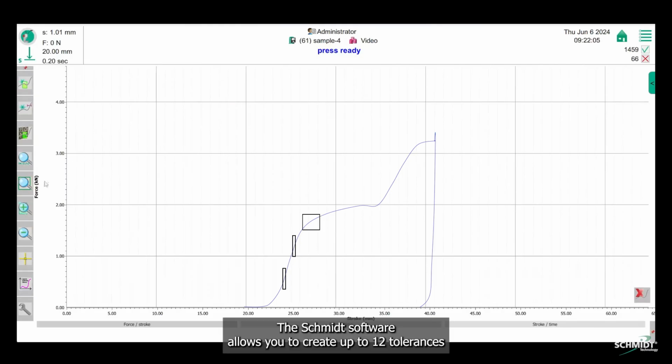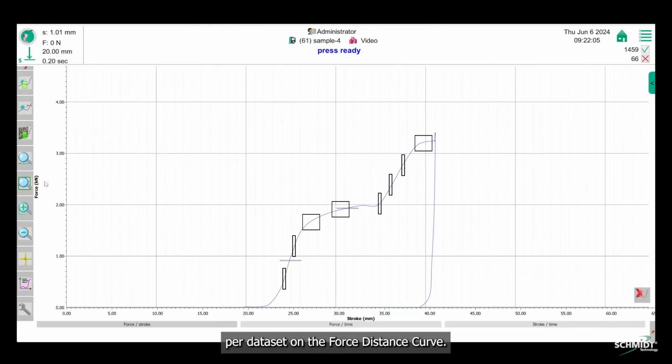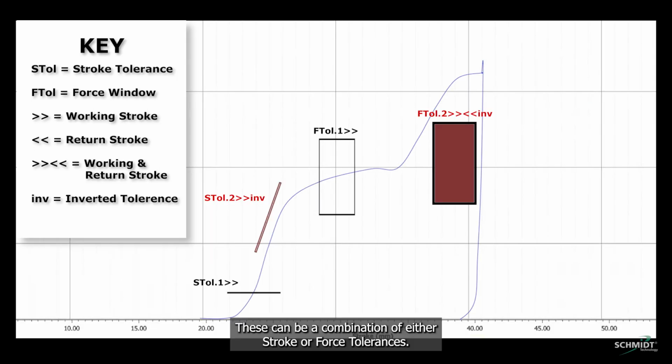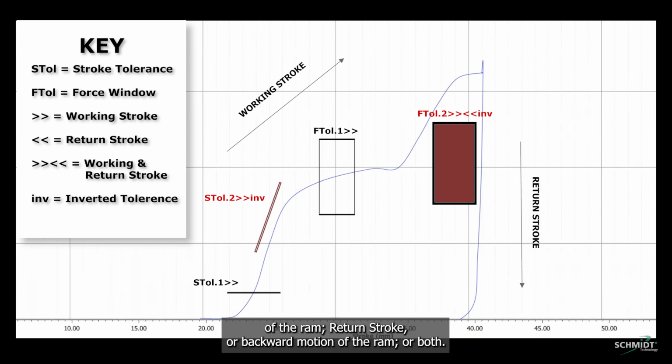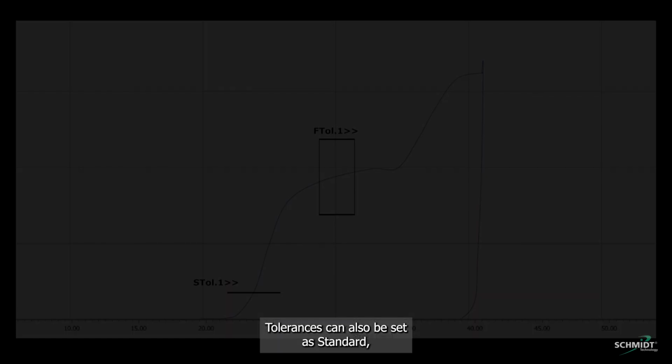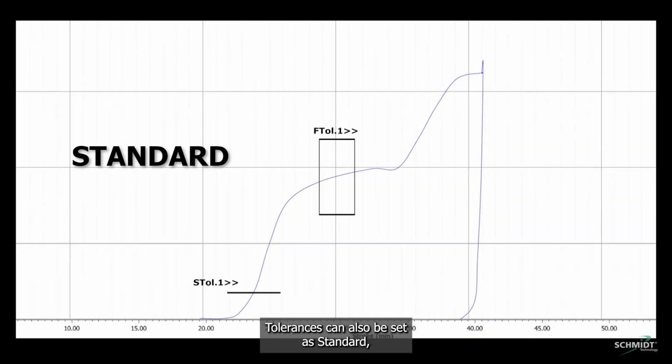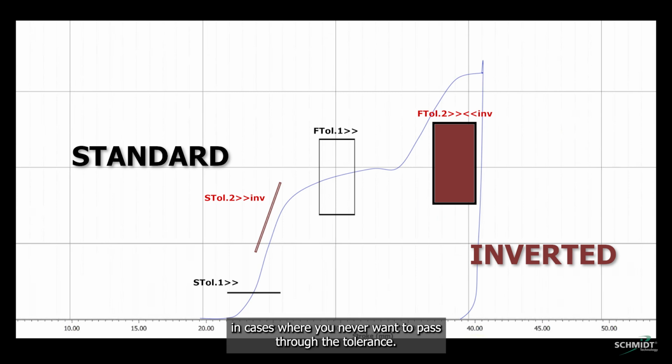The SCHMIDT software allows you to create up to 12 tolerances per dataset on the force distance curve. These can be a combination of either stroke or force tolerances. The tolerances can monitor either the working stroke or forward motion of the ram, return stroke, or backward motion of the ram, or both. Tolerances can also be set as standard, so that you must correctly pass through, or inverted in cases where you never want to pass through the tolerance.